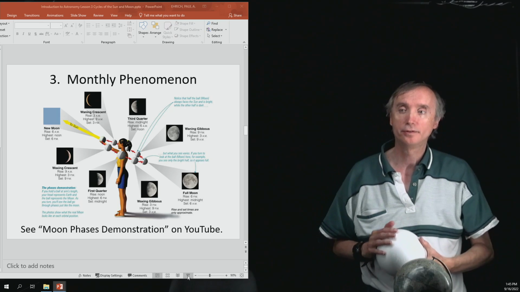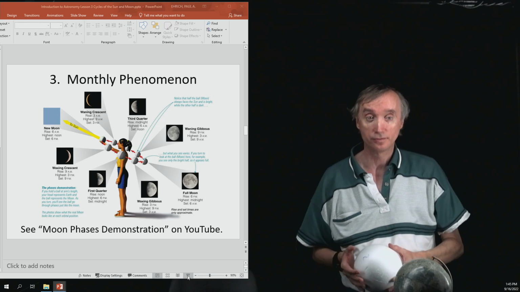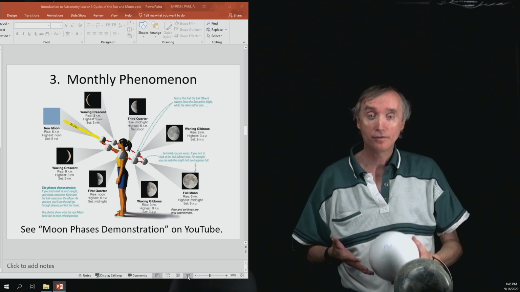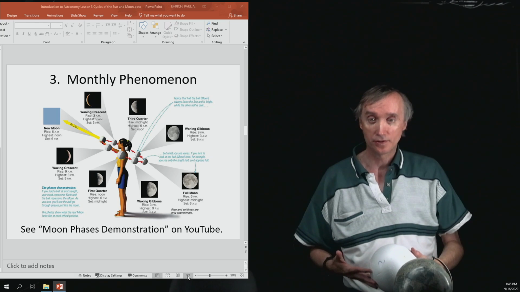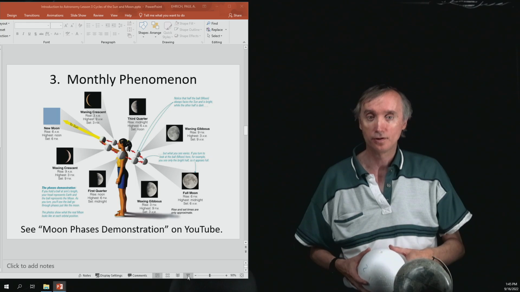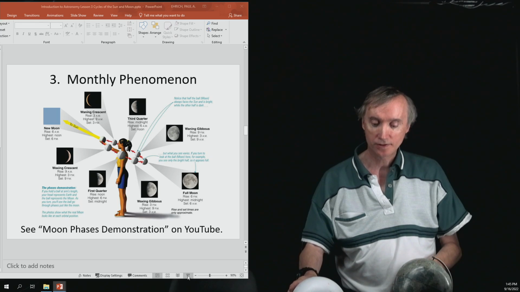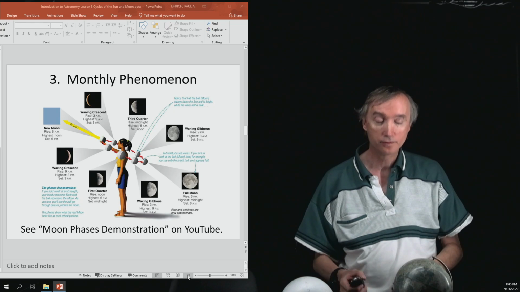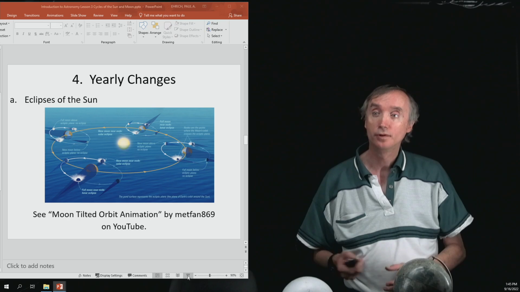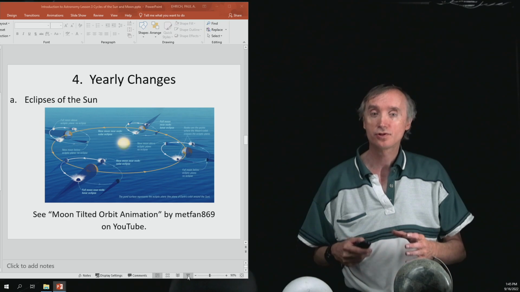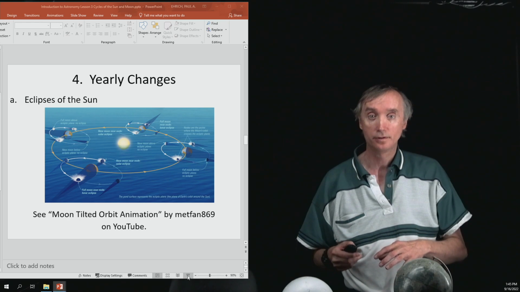So it's kind of an optical illusion again, because half of the moon is always lit up. It's just our viewing angle that is changing that makes it look like it goes through those phases. All right, so that's month to month changes. And then in our next segment, we're going to talk about how things change on a yearly basis.